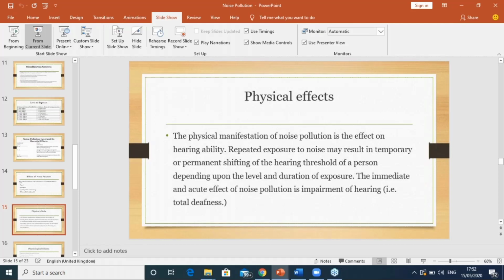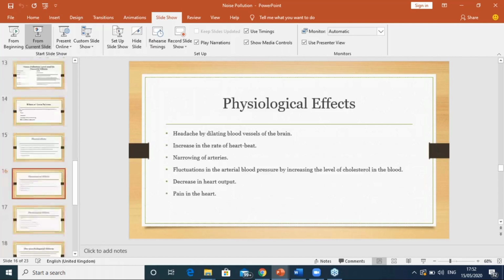So the physical effect is that it causes ear impairment and can then lead to total deafness if you keep exposing yourself to this high level of noise. Then that's the physical effect. Then the physiological effect: headache, by dilating the blood vessels of the brain. So noise causes headache.